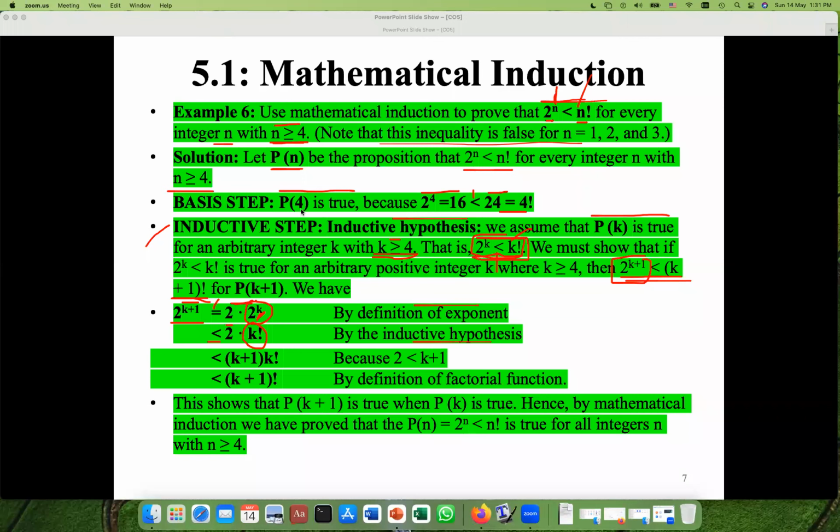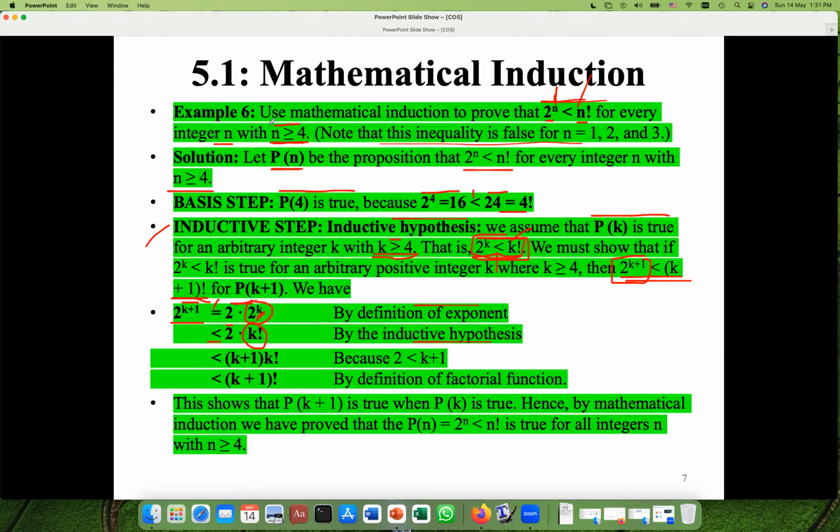Yeah, let's see. So now that k factorial is, we have replaced this 2^k with k factorial by using this inductive hypothesis. That is okay. And now we are going to change this 2 with something.